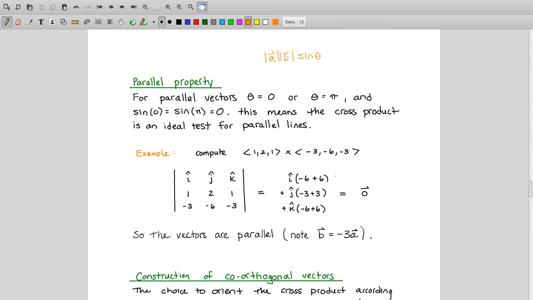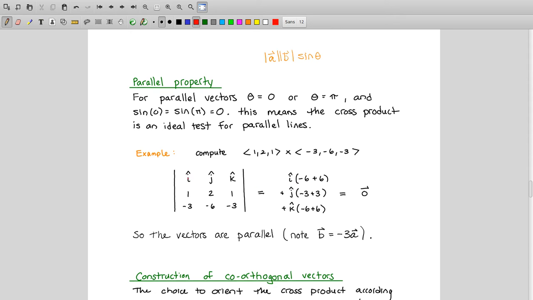Suppose I ask you to compute the cross product of these two vectors. First example of the day. 1, 2, 1 and negative 3, negative 6, negative 3. So I write my little matrix: i, j, k, 1, 2, 1, negative 3, negative 6, negative 3. And I now imagine taking these determinants.